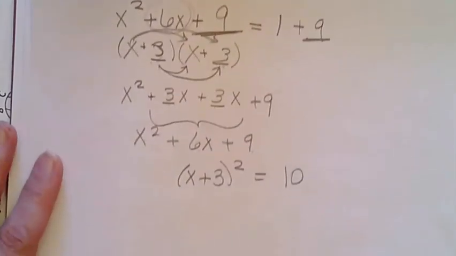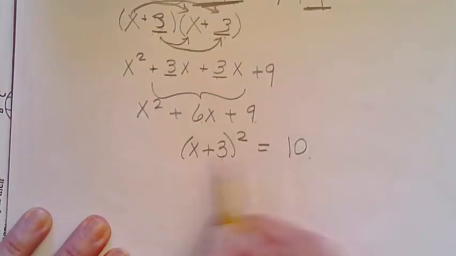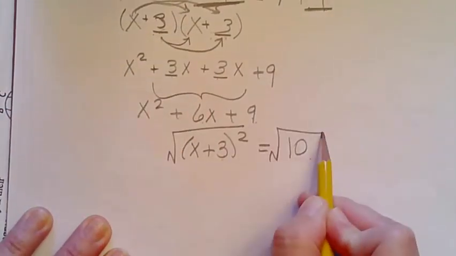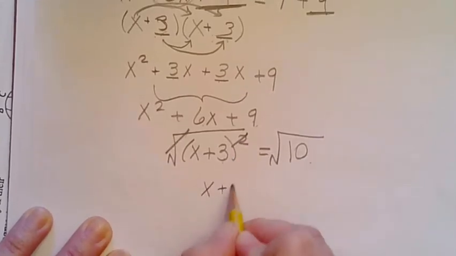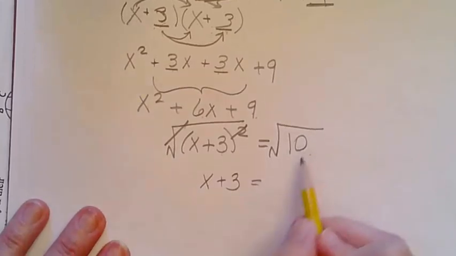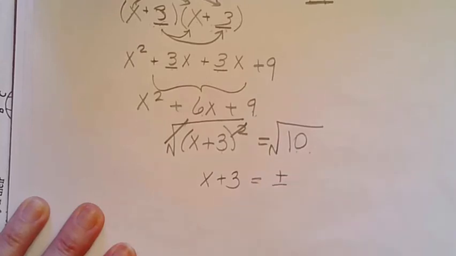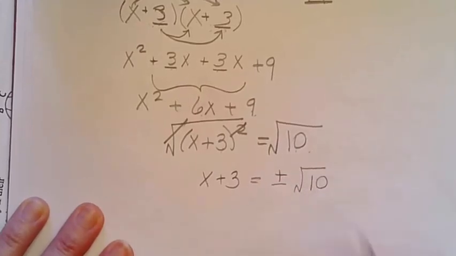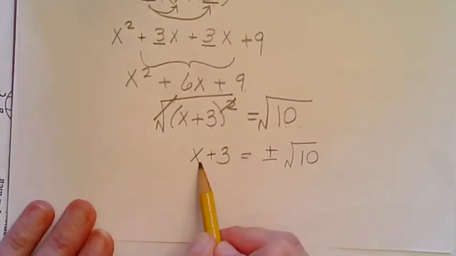So now, just like what we did on the other page, we said, oh, well, when we have something squared is equal to a number, I can take the square root of both sides. The square and the radical cancel out, and here's my x plus 3. Oh, and remember that when I solve a quadratic equation by taking the square root of both sides, plus and minus, I have to remember that, that's on me. So plus and minus radical 10, that doesn't simplify.